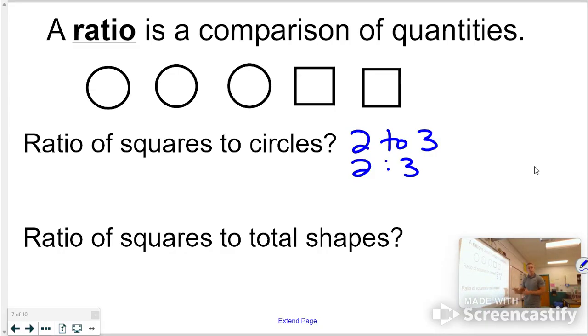Now we have another type of ratio below that's talking about a part to whole ratio, and typically part to whole ratios are going to be written as a fraction. So if we are doing the ratio of squares to total shapes, well, we have 2 squares and we have 5 total shapes there. So we would write it as 2 over 5, or we could say 2/5 of the shapes are squares.